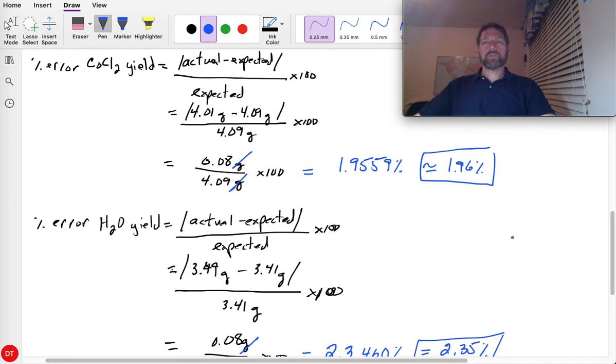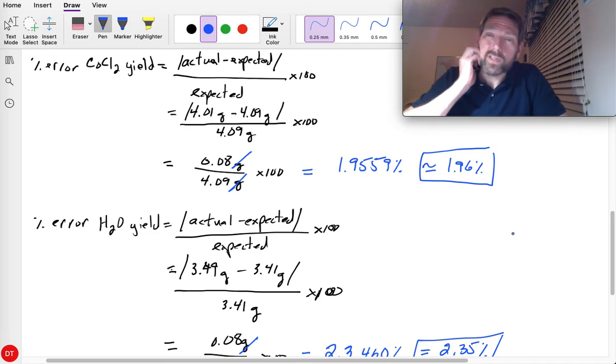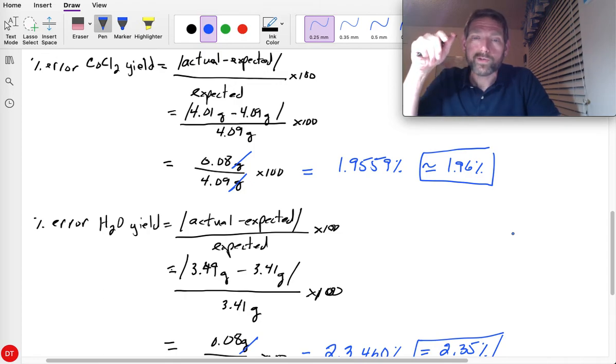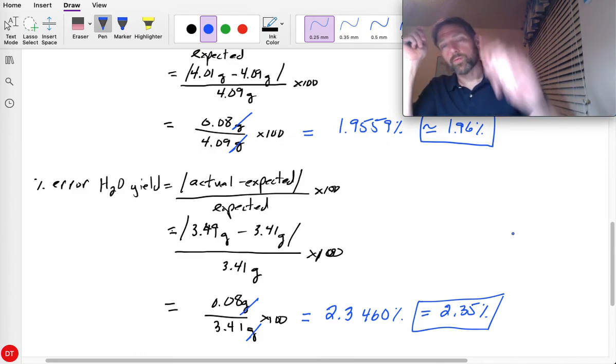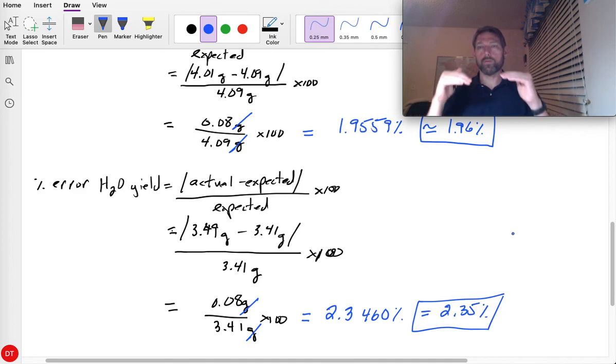So there's our answers. The percent error for the salt in this lab, when this hydrate was decomposed, is 1.96%, and the error in the amount of water we produced as water vapor is 2.35%. Relatively low percentages, but high enough to be significant enough to change our multiplier from closer to 6 to 6.27. It's just significant enough to alter that value.